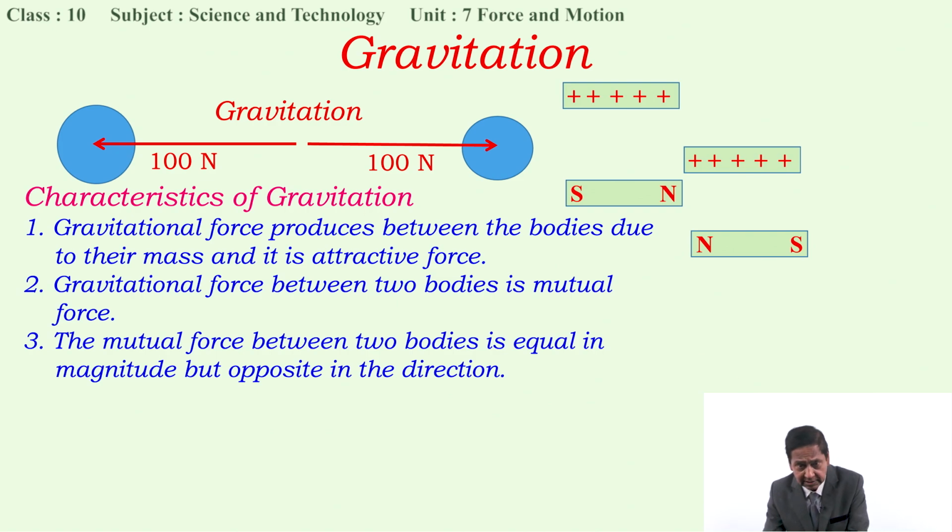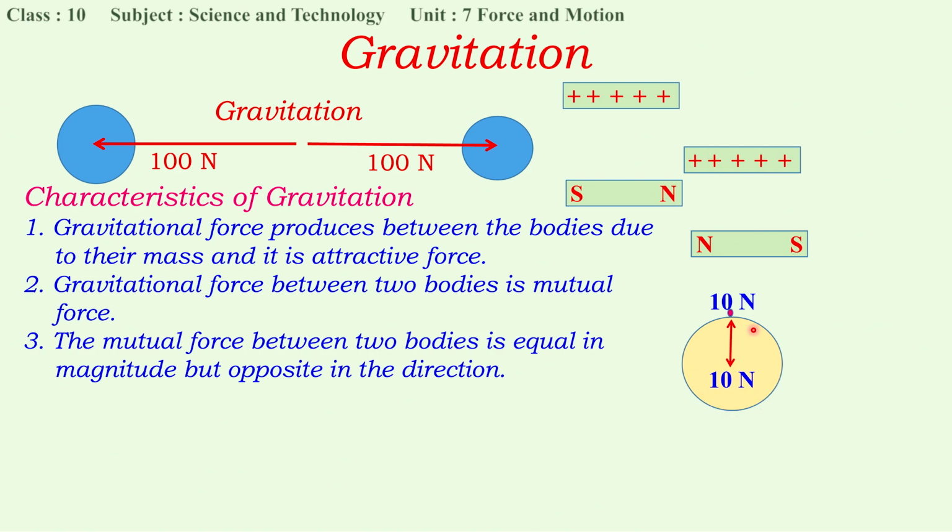Look at this another example. Here, this is, let's say, Earth, and a body is lying on its surface. Now, if Earth attracts this body towards its center with a force of 10 Newton, then don't think that just the Earth attracts it. The body also attracts Earth towards its center with the same force of 10 Newton. That's why this is mutual force, and this mutual force has equal magnitude and acts in the opposite direction.